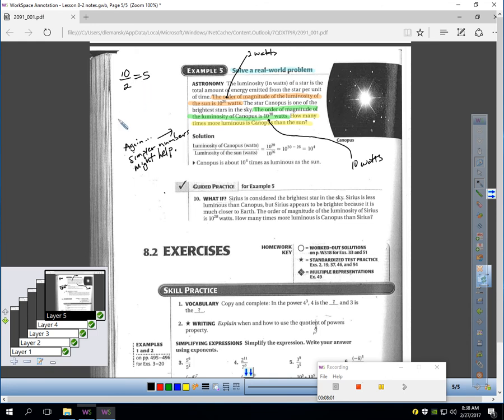So the answer to the problem is a division. I should be taking 10 to the 30th divided by 10 to the 26th. Well, that should be easy, and you can see they're doing that right here in the book where I'm circling. Since I have the same base, I can subtract my exponents, 30 minus 26, 10 to the 4th power, which would be about 10,000 times greater. So the star Canopus has a luminosity that is 10,000 times greater than the sun, according to this quick calculation.